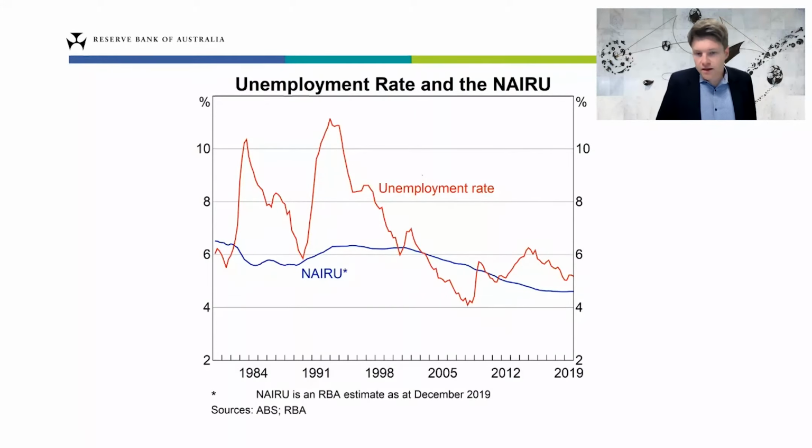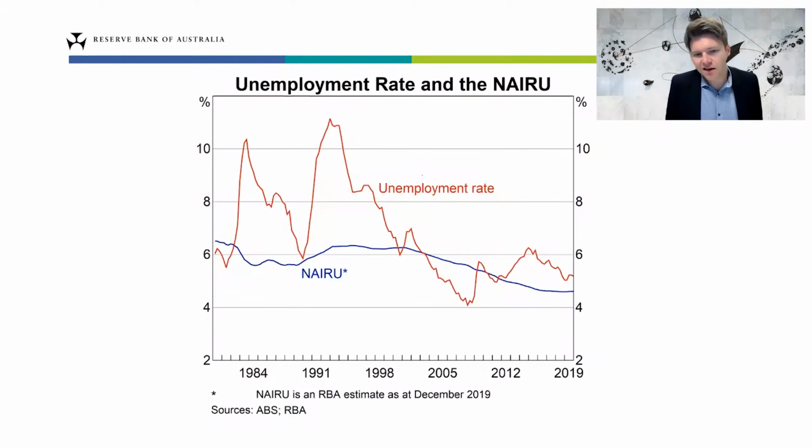So you can see that the unemployment rate moves around a lot. It tends to increase very quickly when the economy enters recession. And then during the recovery phase, the unemployment rate gradually falls. And if you look at the NAIRU, you can see that it also moves around, but not to the same extent. So the NAIRU tends to evolve fairly gradually over time.